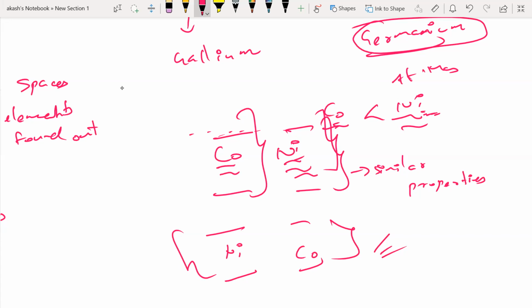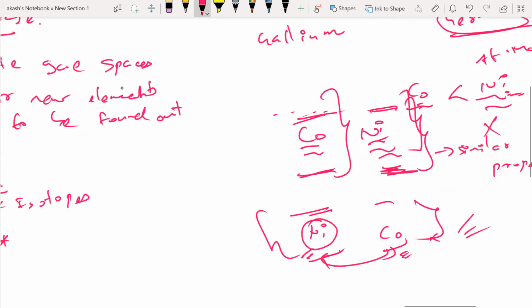If I arrange them that way, the elements coming in the same vertical column were not having similar properties. But when he arranged nickel first and then cobalt, the elements above and below had similar properties. And he had no explanation for why this was happening. Nickel comes first, then cobalt, and they have similar properties. But you said only ascending order, so why are you not following ascending order? When he was asked the question, he was not able to answer.